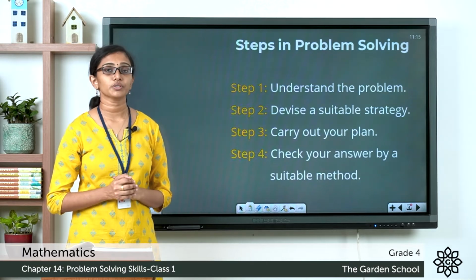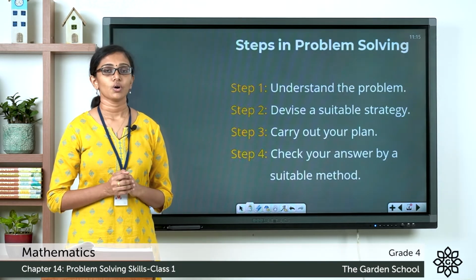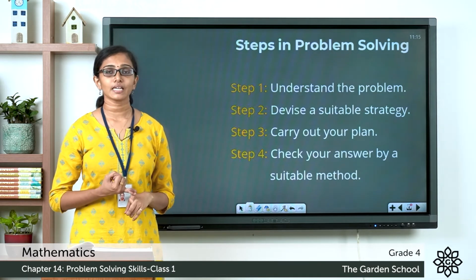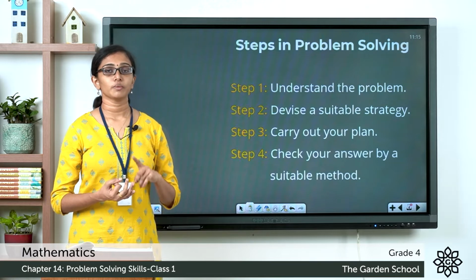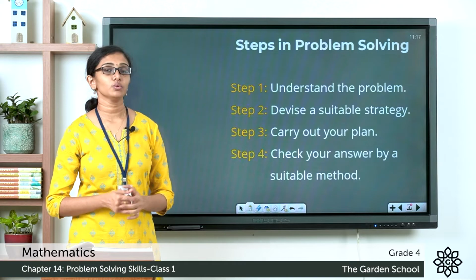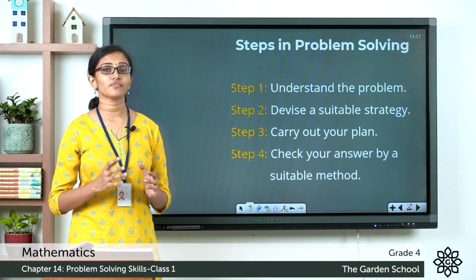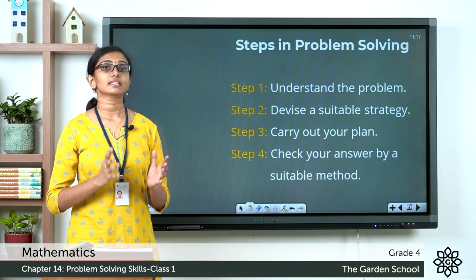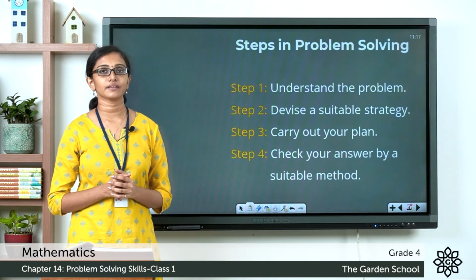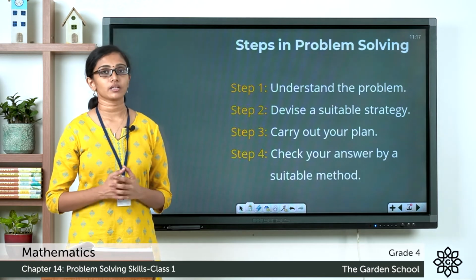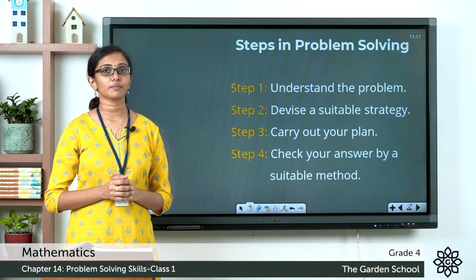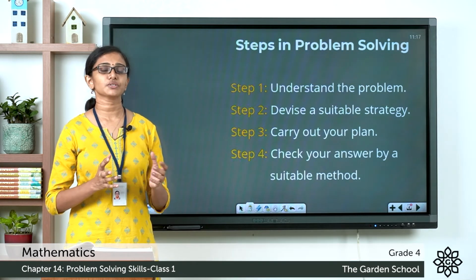Now in the second step, what you will do? You will devise a strategy, or you'll find the way to solve that word problem. You may write steps, you may draw pictures or diagrams, you may make tables, or you'll even form a list. So in the second step, you will devise a suitable strategy, or you'll find a way to solve this problem. And in the third step, what would you do? You would do all the calculations carefully and methodically. That means you'll carry out your plan or you will work out your strategy. And in the fourth step, or in the final step, you'll check your answer using a suitable method.